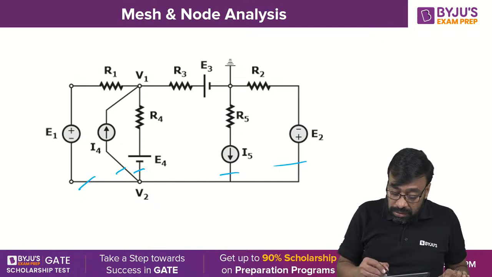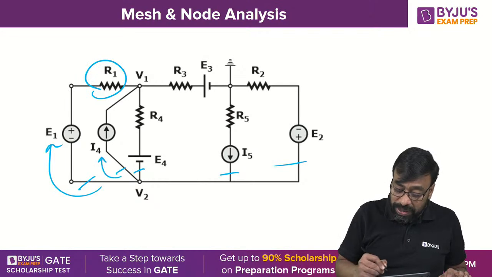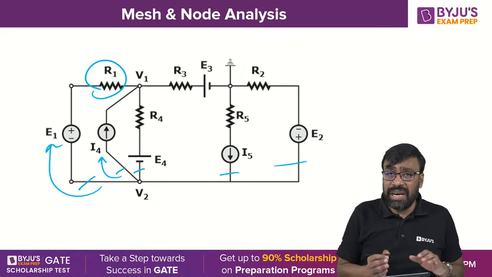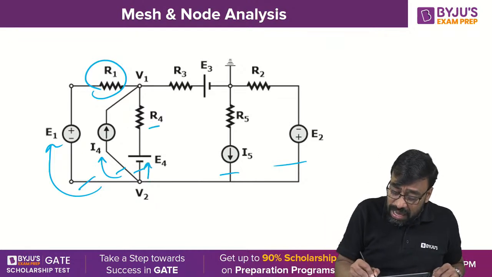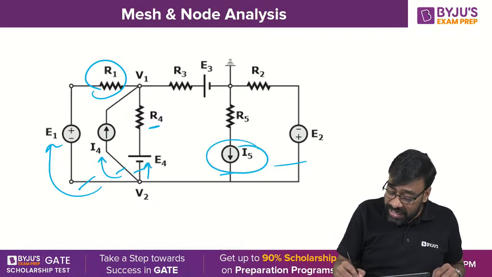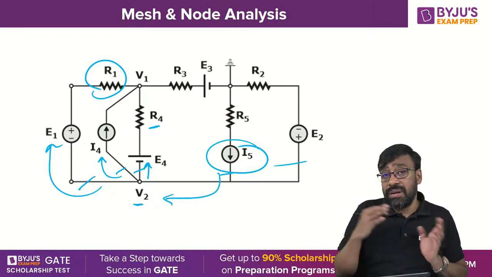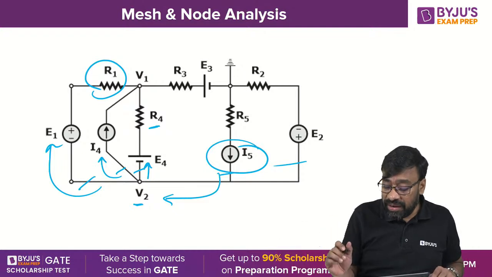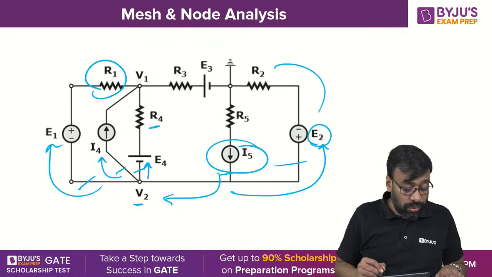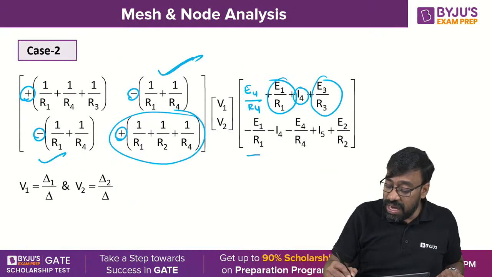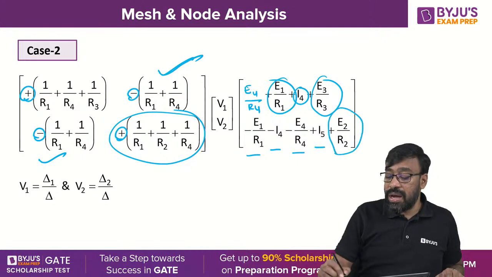Minus E1 by R1. Minus I4 because it is leaving now. Leaving current is positive on the left side, but right side is negative. Minus E4 by R4. It is now entering as far as this V2 is concerned. Negative on the left side, but positive on the right side. Plus I5. Touching again here, positive sign, therefore plus E2 by R2. Look at this now. Minus E1 by R1, minus I4, minus E4 by R4, plus I5, plus E2 by R2.